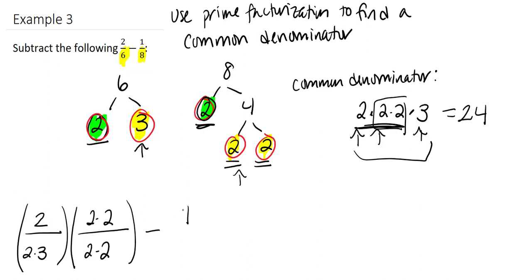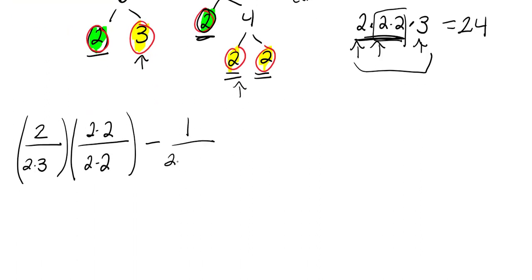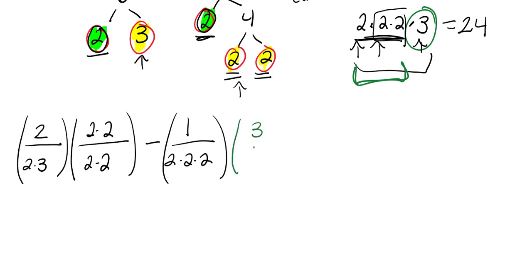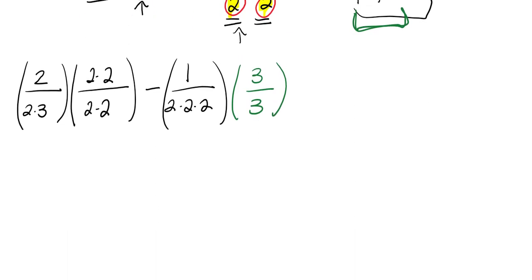Then we have minus 1/8. Well, 8 can be broken down into 2 times 2 times 2. So what's the number that it's missing? Well, it's only missing this 3 because it has these first three 2's. So if we just go 3 over 3, then we are set up. So let's go ahead and now multiply everything that's on the top. This 1 times this 3. And then we will multiply all these bottom numbers, which we already know goes up to 24.